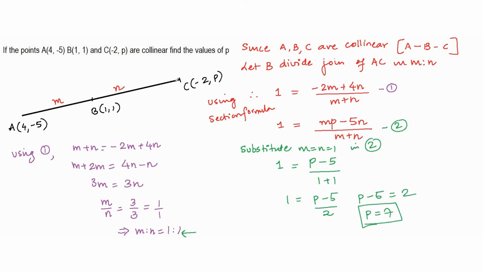Now I was able to apply the section formula only because these points were collinear. I wouldn't be able to apply the section formula if these points were not collinear. One important condition for using the section formula is that all the points have to be collinear. And because the points were collinear, I was able to use the section formula, and this is how I went about this particular problem. So pausing for a minute before moving on to the next one.